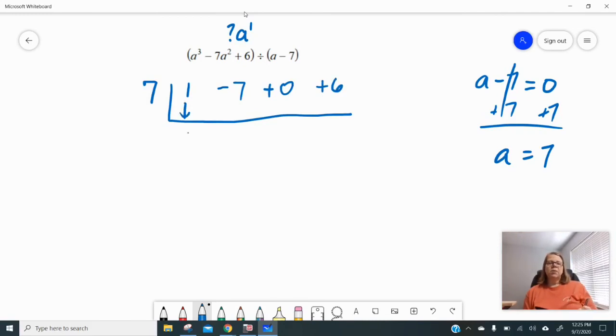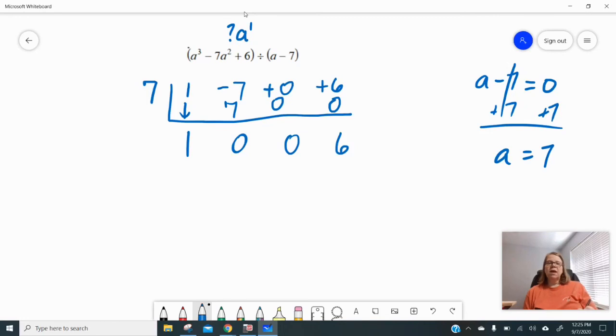All right, so I'm going to bring down my first term and then multiply. 7 times 1 is 7. Negative 7 plus 7 is 0. 7 times 0 is 0. 0 plus 0 is 0. 7 times 0 is 0. 6 plus 0 is 6.